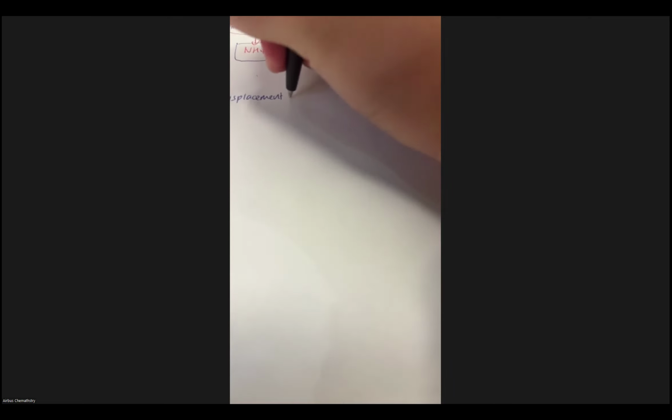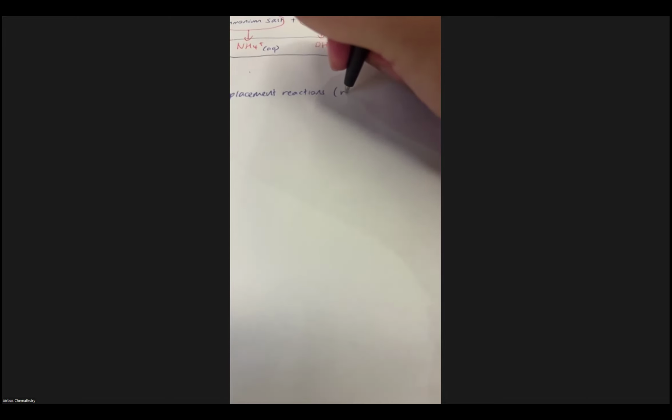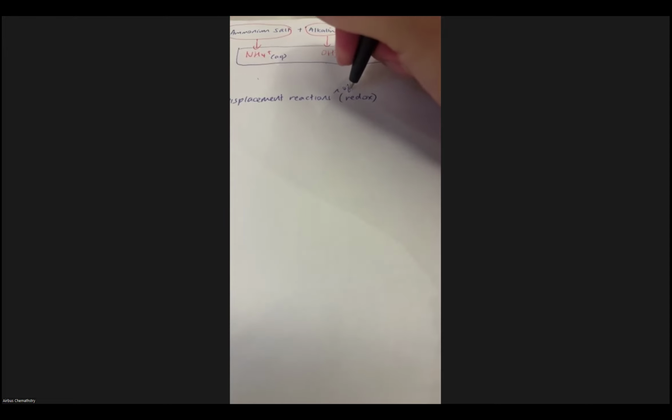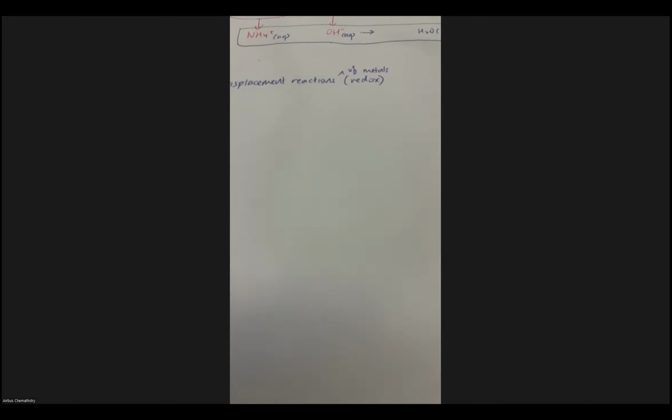Displacement reactions. And these reactions are redox. And I'm going to talk specifically about metals. Okay? So this one, displacement reactions of metals, which are redox, right? So here we go. First of all, please go and remember your reactivity series.